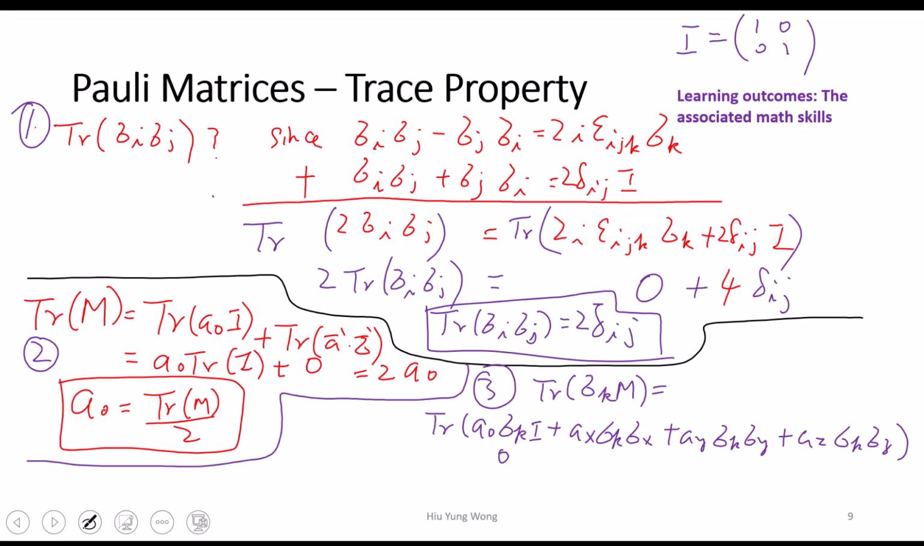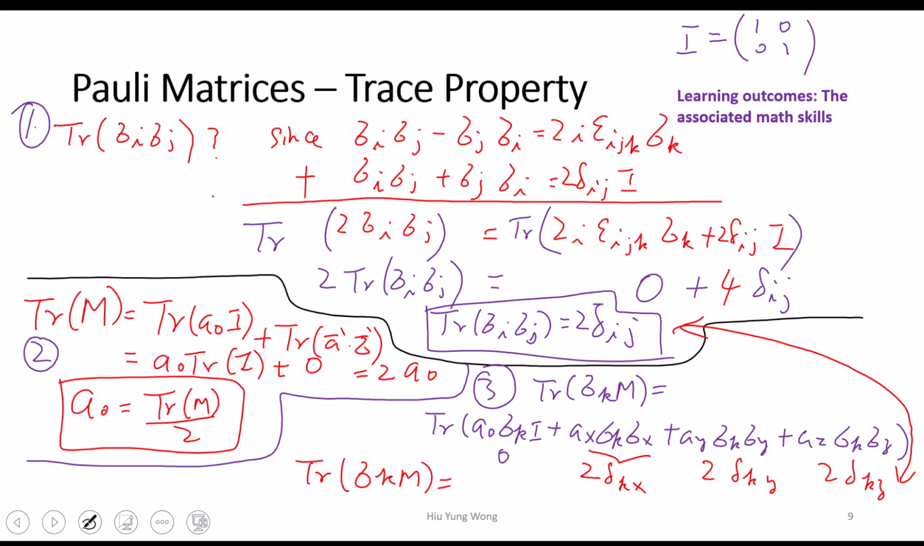For example, this one is going to be 2 delta kx, 2 delta ky, 2 delta kz, due to this equation. Okay? So only one term will be left, right? And that is the term I want to look for, which is k. So basically, you will find that the trace of sigma k times M equals 2 Ak.